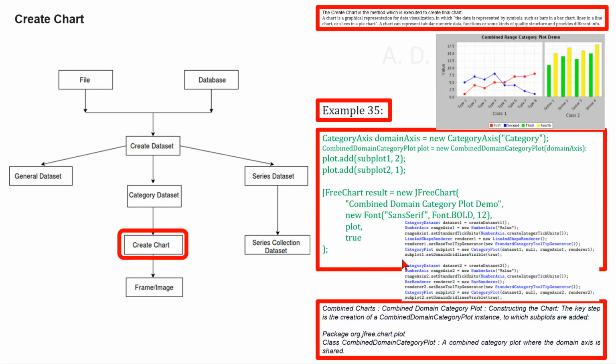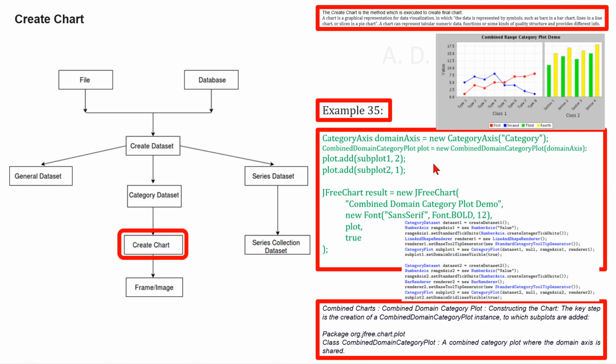Now we are considering constructing a chart in combined domain category plot, in combined charts. The key step is the creation of a CombinedDomainCategoryPlot instance to which subplots are added. The class CombinedDomainCategoryPlot, in package org.jfree.chart.plot, is a combined category plot where the domain axis is shared.